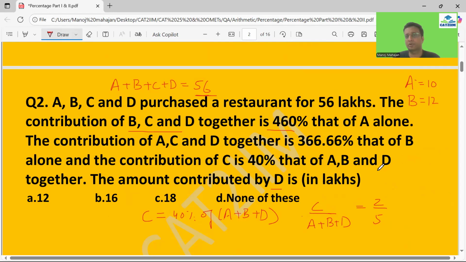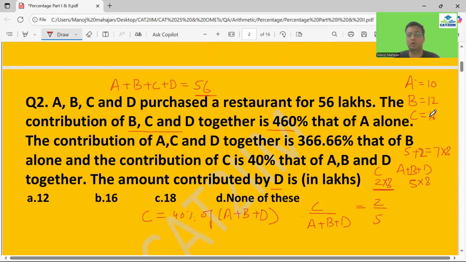Again, the same concept you're going to do. C is 2. A plus B plus D is 5. So the sum total, if I look for all the 4, would be nothing but 5 plus 2, that is 7. But what is the sum total? 56. So you have to multiply this with 8. So this will also get multiplied with 8 and this will also with 8. So what is the contribution of C? That is nothing but 16.